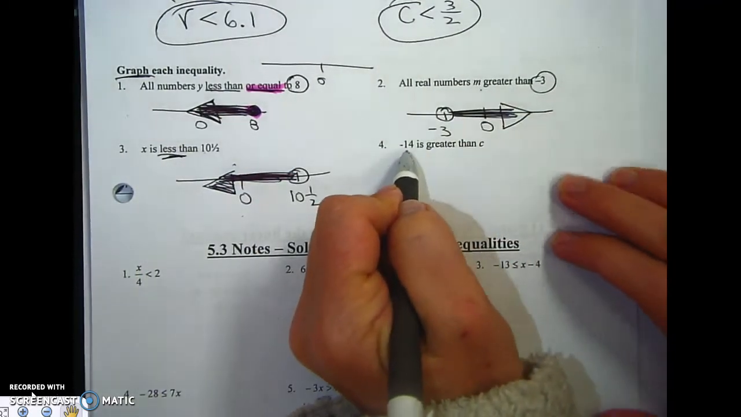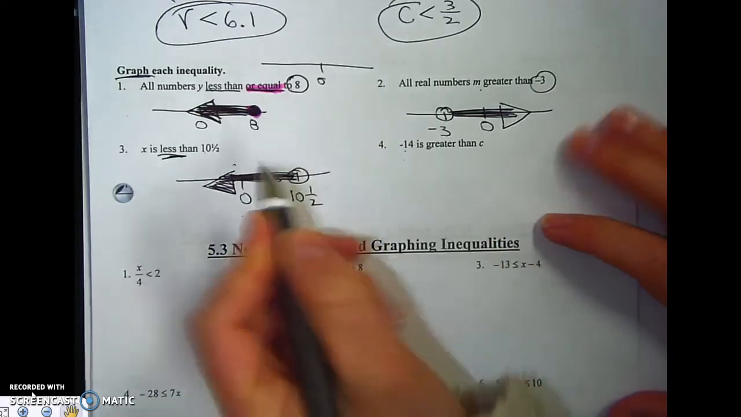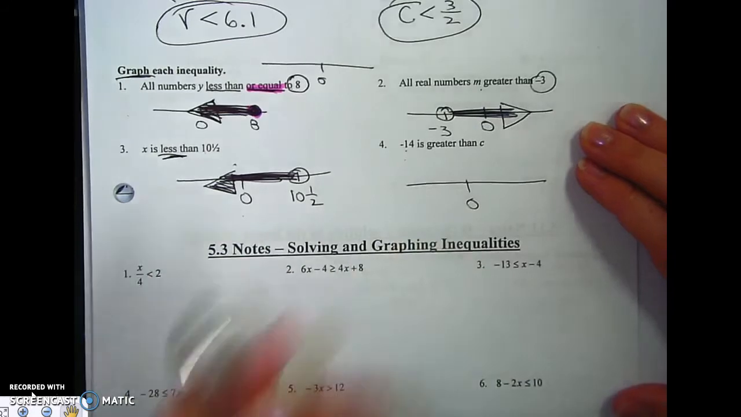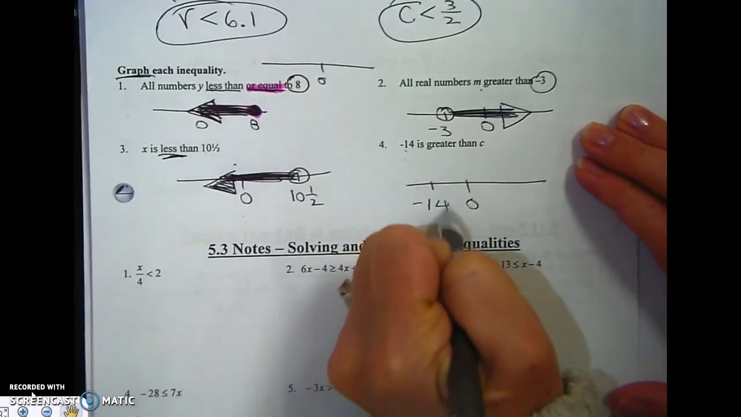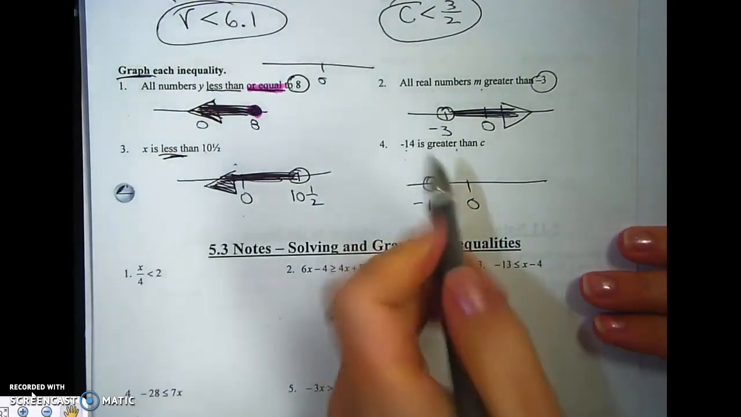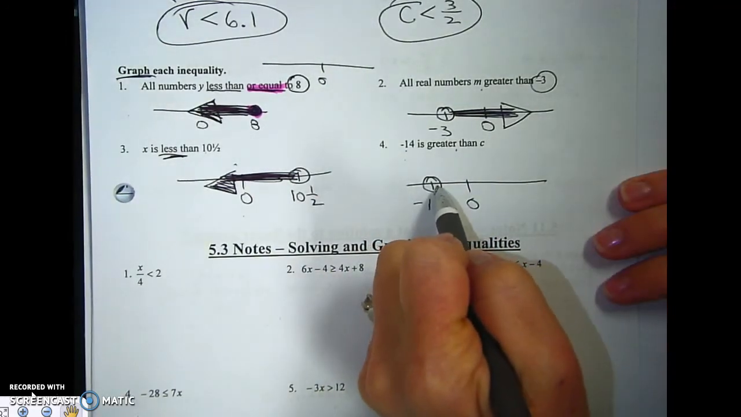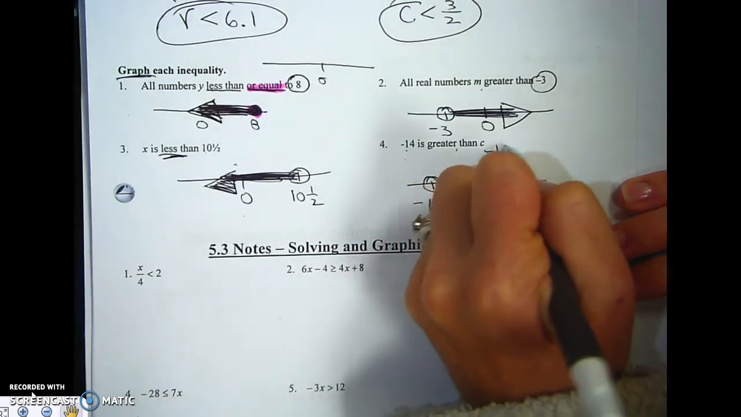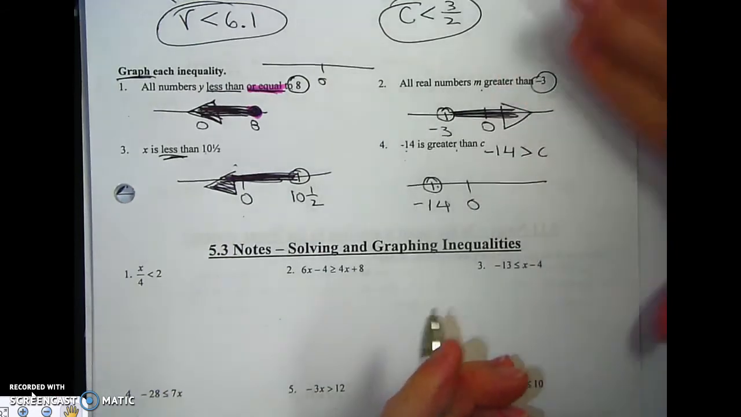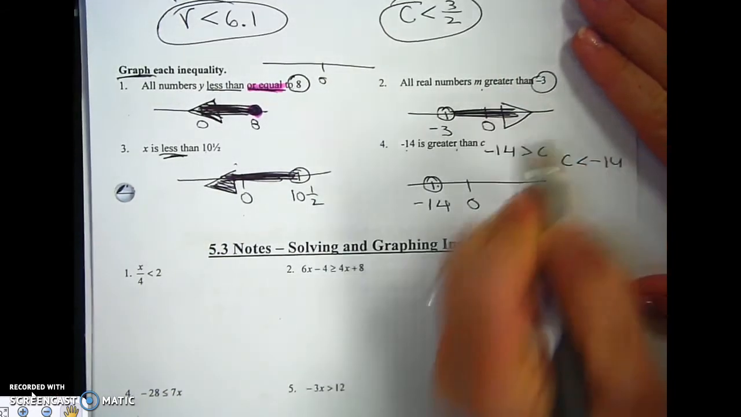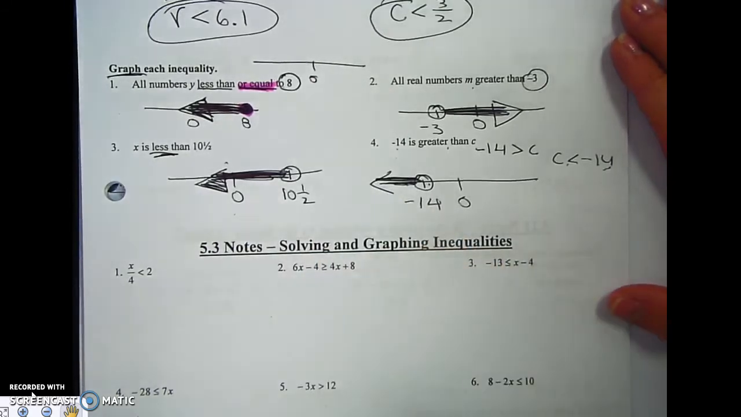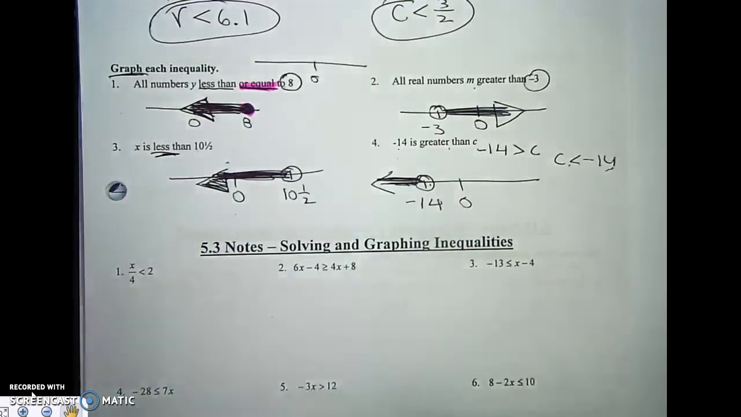Now, the thing about this one that I don't like is that it's backwards. Okay? So I guess it's okay. 0, -14. Doesn't say or equal to, so it's open circle. So -14 is bigger than C. So if I wrote that down, that's like backwards, and I can make it forward, which really means what it's saying is C is less than -14. Less is to the left forever. Okay? There's 5.2.